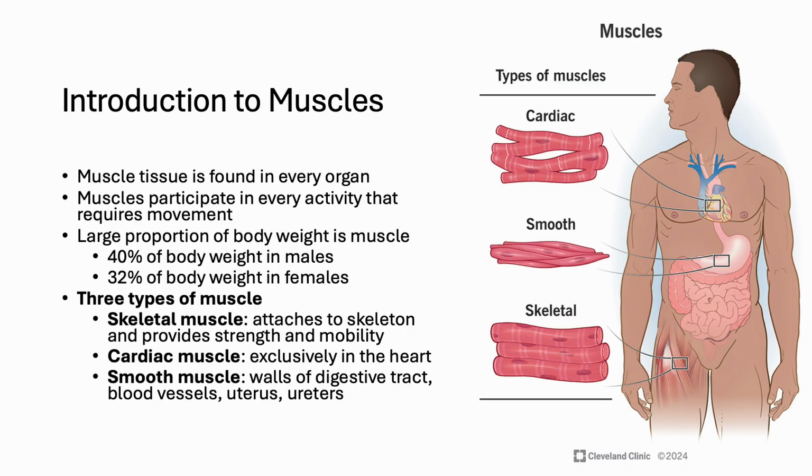Muscle tissue is everywhere in the body, found in nearly every organ. On average, muscles make up about 40% of our body weight in men and 32% in women. There are three main types: skeletal muscle, which attaches to bones and allows us to consciously move; cardiac muscle, found only in the heart and responsible for pumping blood; and smooth muscle, which lines our digestive tract, blood vessels, and other organs, working automatically. These types differ in structure and control, but they all share a common feature of contraction.